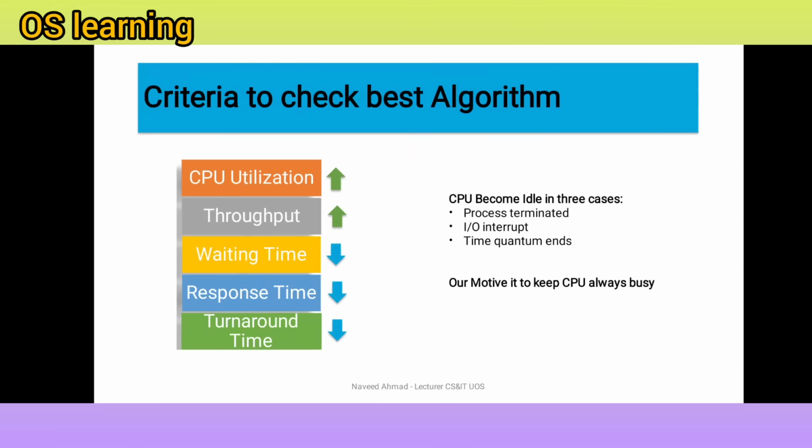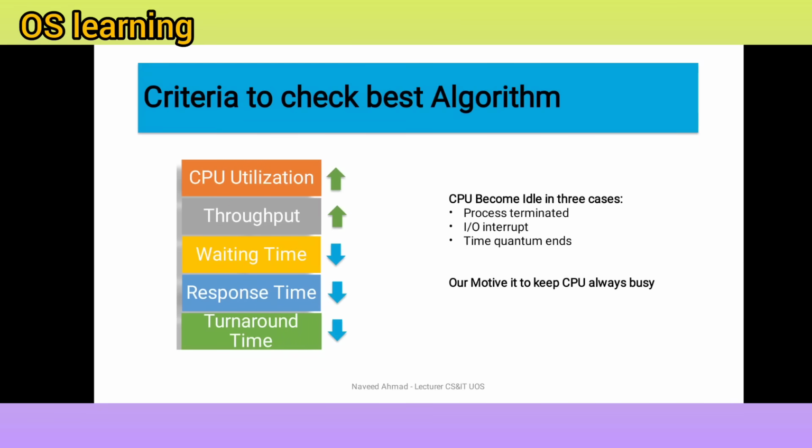So what is the best criteria to check an algorithm? We are going to discuss the criteria used to check the best algorithms. First of all, we have to keep in view the CPU utilization, the throughput time, the waiting time, response time, and turnaround time.